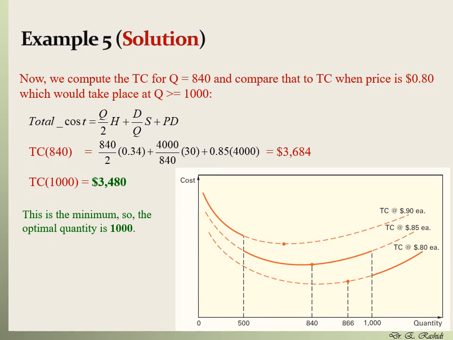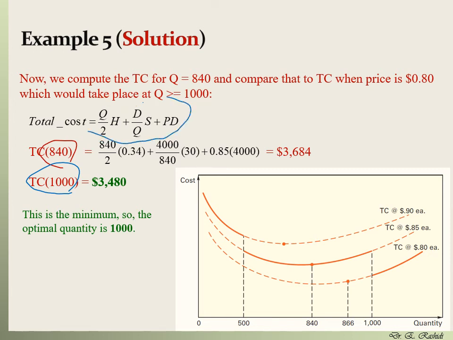Step 2 for this problem is to find the total cost for the Q that we have, which is 840, and also for the lowest price range lower than whatever 840 is. So 840 is at the price range of 85 cents. Lower than that is at the price range of 80 cents, and that would be the quantity of 1,000 and more. So we're going to also compute the total cost for Q equal to 1,000. And you see the total cost formula here.